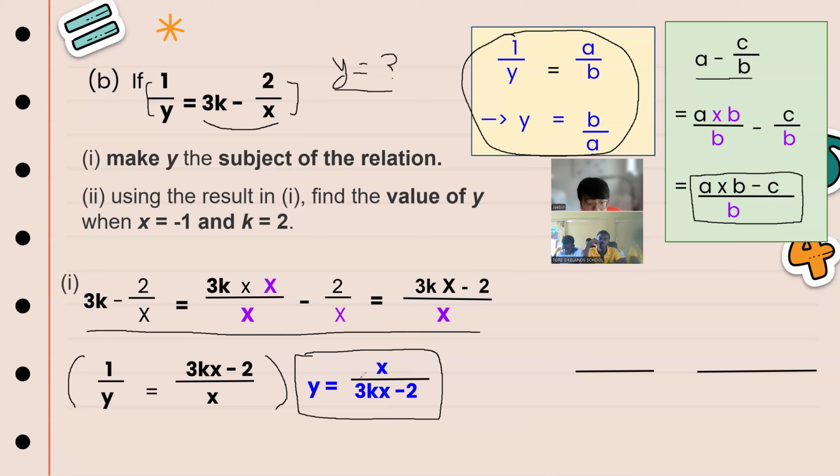Does everyone understand how to find y in this equation? Yeah, I can explain again.